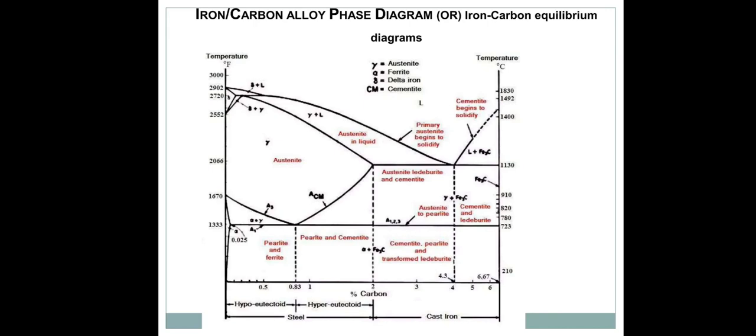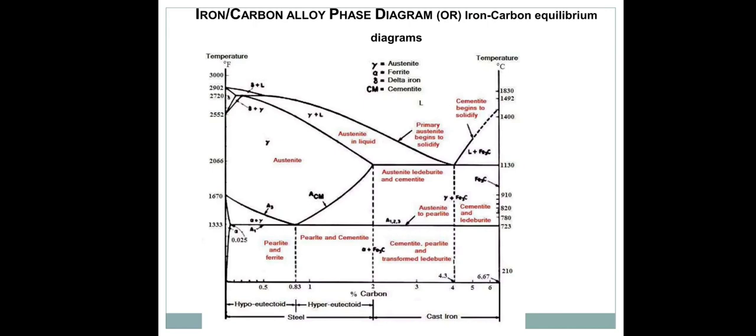Here in this picture we can see the alpha ferrite. This phase is an interstitial solid solution of carbon in BCC iron crystal lattice. This picture shows the solid solubility of carbon in the alpha ferrite is a maximum of 0.02% at 723 degrees centigrade and decreases to 0.005% at 0 degree centigrade.